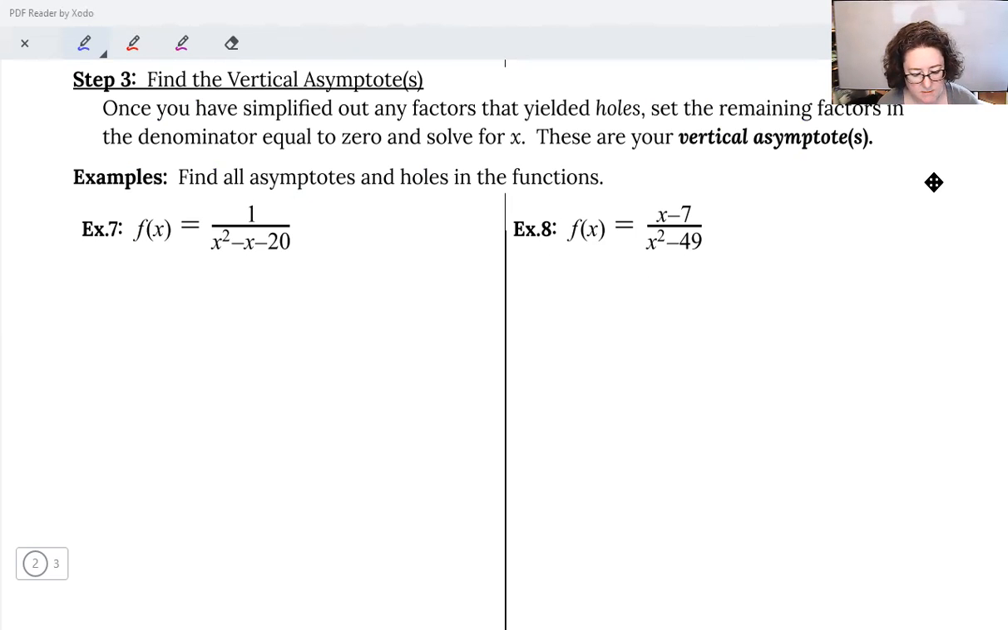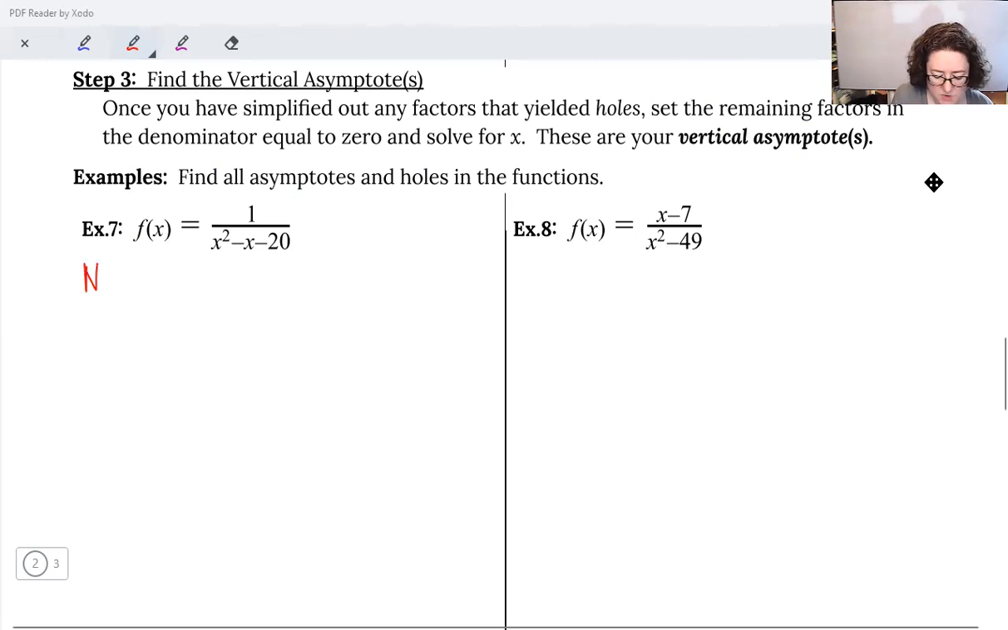Example 7. Again, we know our numerator actually has a degree of 0. There's no x value in there, so it's just a constant. Because the numerator degree is less than the denominator, that's our scenario where our horizontal asymptote is going to be y equals 0. So that's our imaginary line we can't cross.